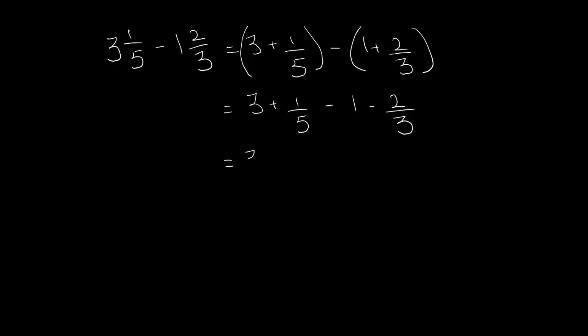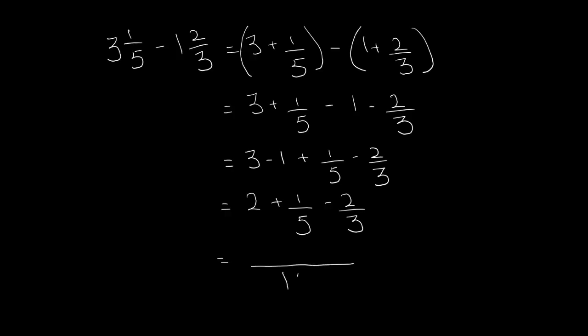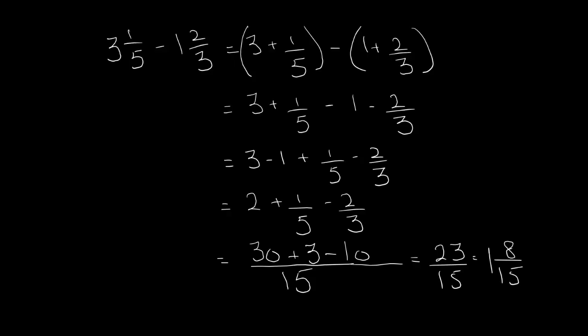Now I can say this is just equal to 3 minus 1 plus 1 over 5 minus 2 over 3, which is just equal to 2 plus 1 over 5 minus 2 over 3. I can put all of these on a common denominator, which is 15. This is just 30 because 30 over 15 is just 2. 1/5 is going to become 3, and 2/3 is going to become a 10. That's going to be 33 minus 10, which is going to be 23 over 15, which is just equal to 1 whole and 8 over 15. That's one way of thinking about the problem.